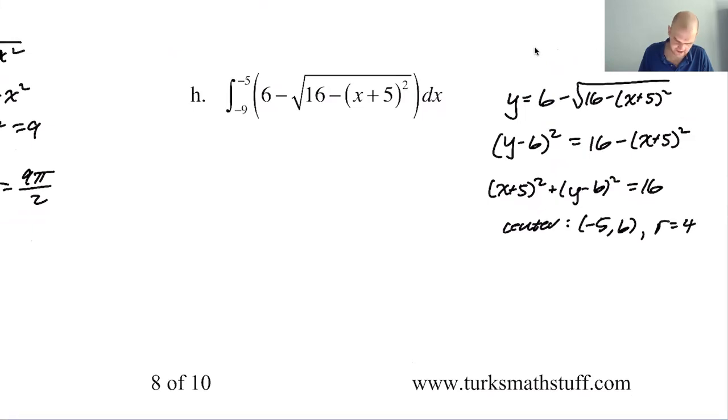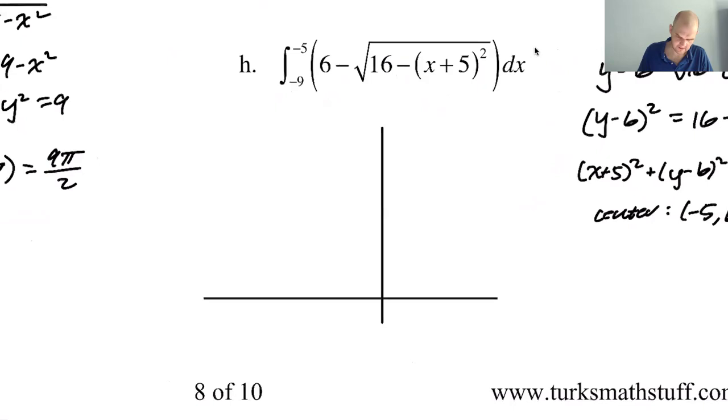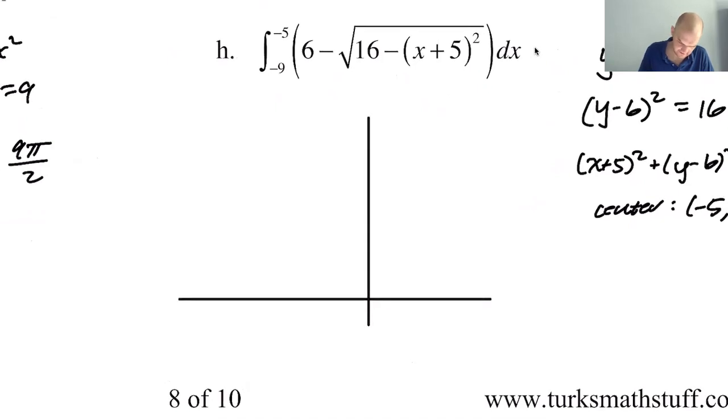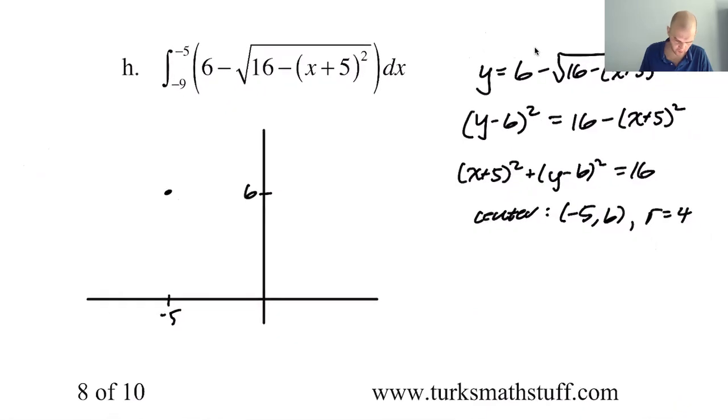So (−5, 6). Okay, working graphically, (−5, 6). Let's say it's like here, maybe. I don't really know. And then it's the bottom half of the circle. The circle has a radius of 4, which means I can go to −1, and I'll still be at 6. At −5, if I go down 4, I'll be at 2. And at −9, I'll still be at 6.